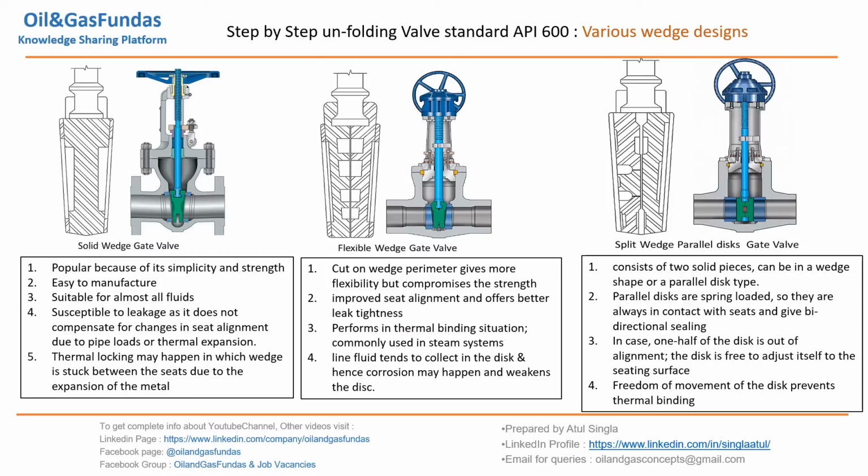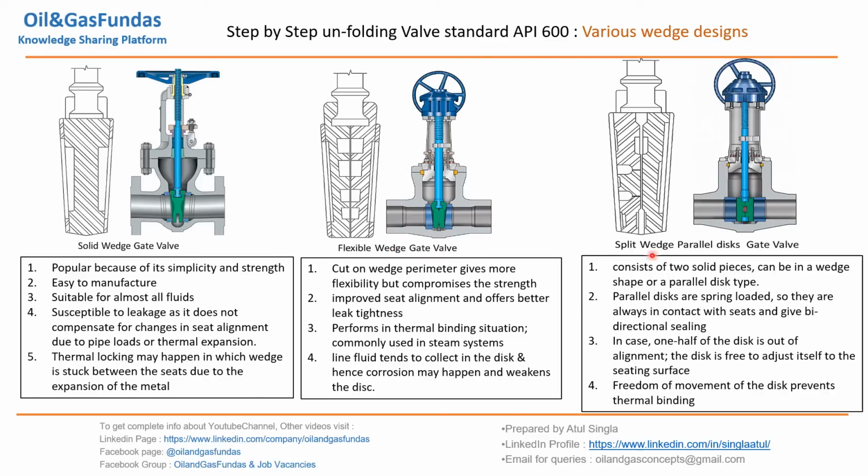Performs well in thermal binding situations. As we have discussed here, thermal locking may happen here. It performs better in case of thermal binding situations. Line fluid tends to collect in the disc. Some fluid may collect here, which may cause some corrosion and may weaken the disc. So this is one of the drawbacks in this kind of flexible wedge gate valves.